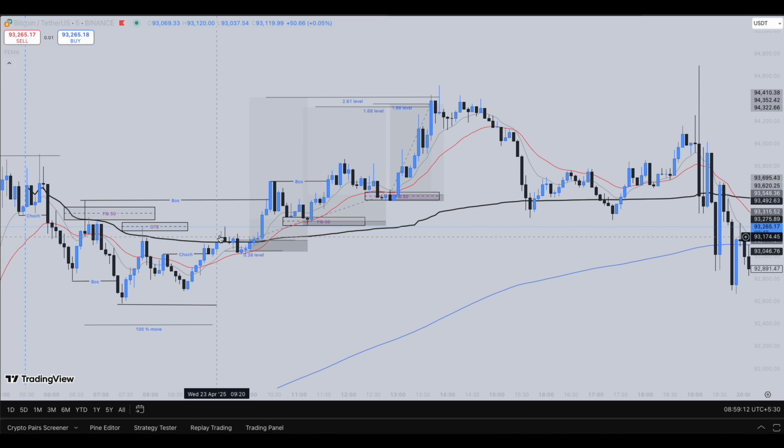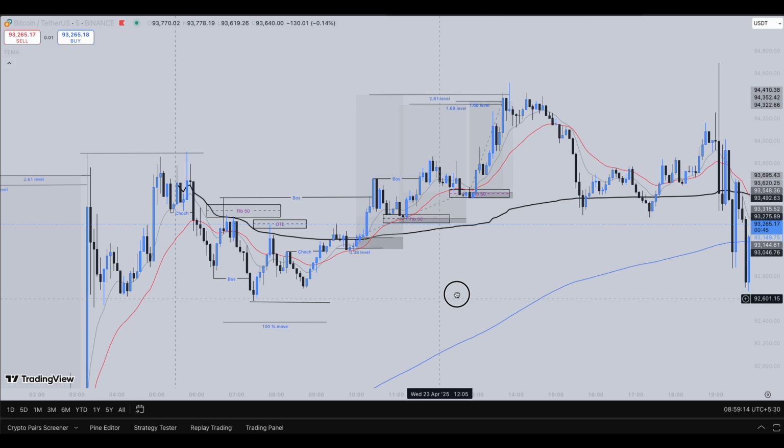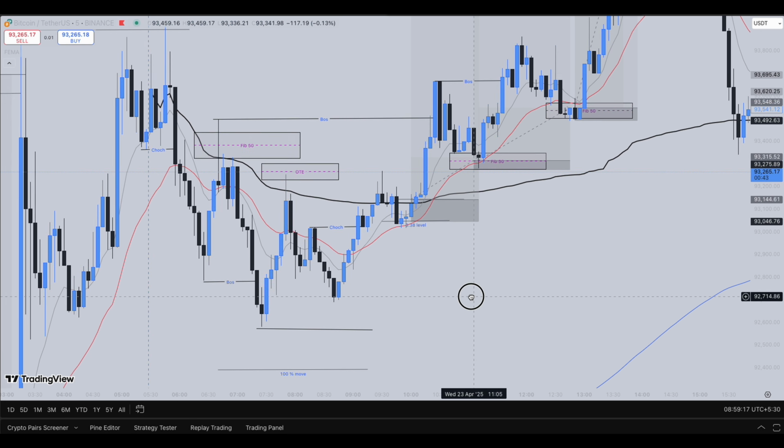See, you can see along this trend also you could have entered a long position, guys.